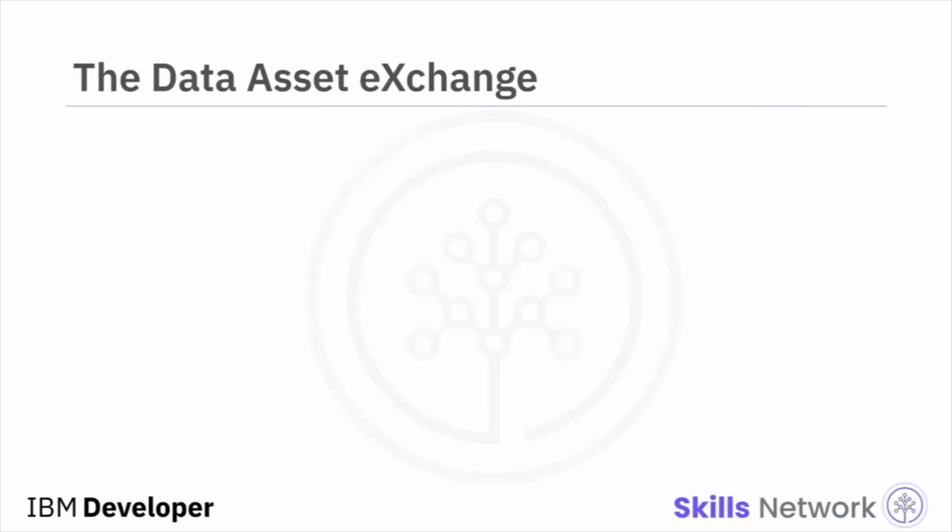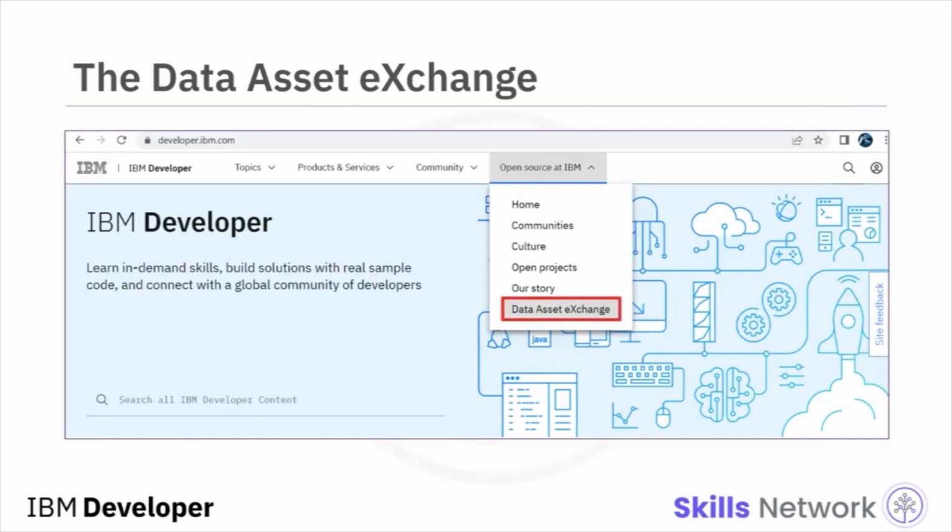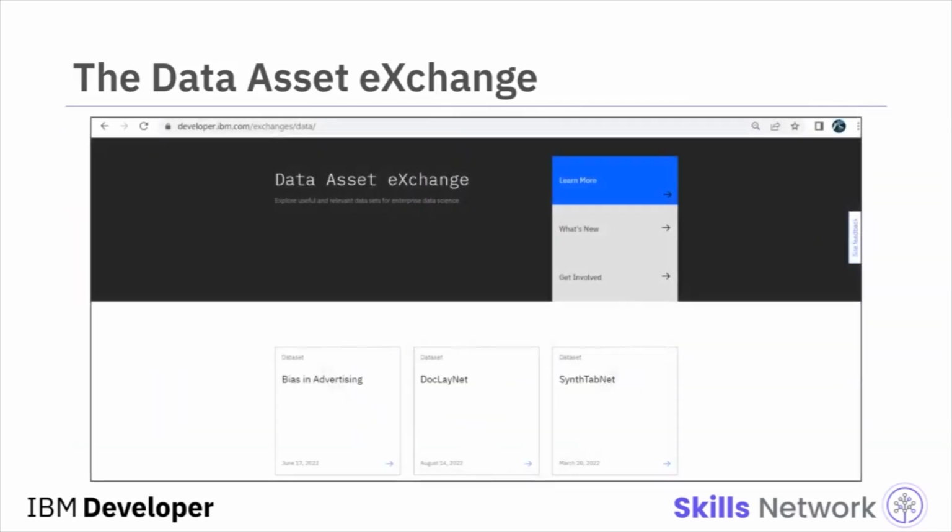Now let's explore the Data Asset Exchange. Open https://developer.ibm.com/ in your web browser. Then select Open Source at IBM. From the drop-down, select Data Asset Exchange. In the Data Asset Exchange, multiple open datasets are available for you to explore.